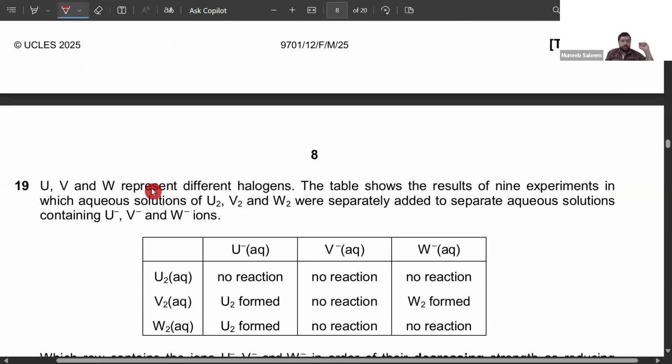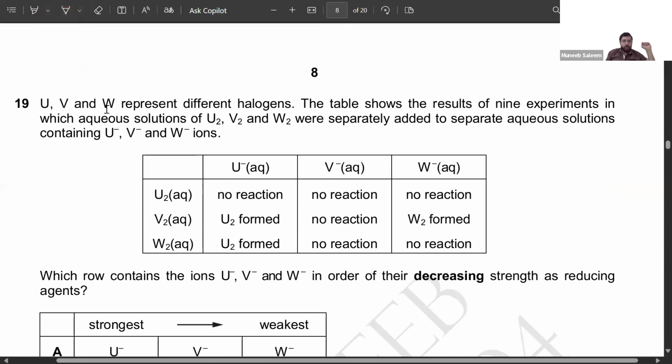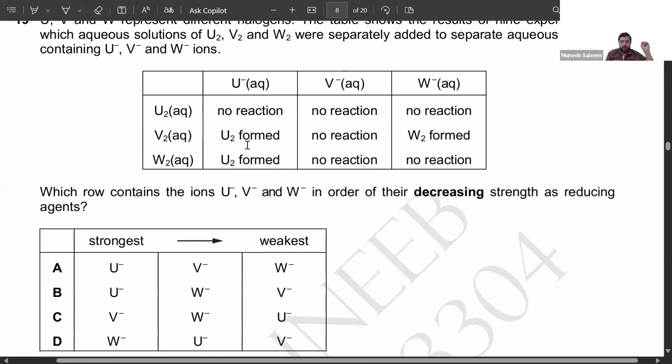Question number 19. U, V, and W represent different halogens, and we have a table with 9 experiments in which the halide ions are reacting with the halogens to convert into the product form. We have to order them in decreasing strength.